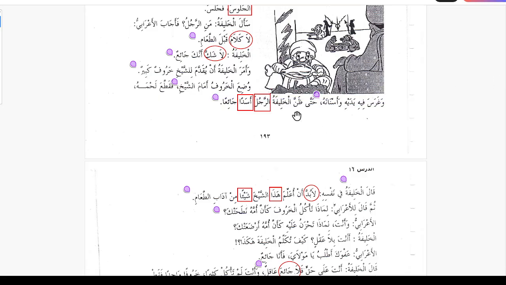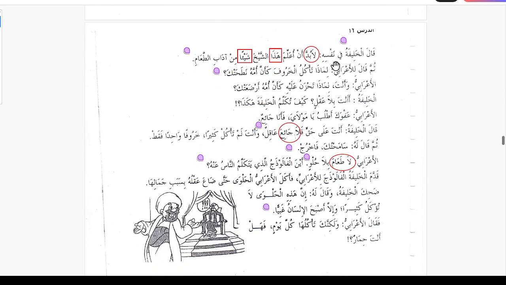And zanna is in the category of verbs where the two maf'ul bihi are originally mubtada and khabar. So if we say ar-rajulu asadun, the man is a lion, this can perfectly fit as mubtada and khabar. So originally, he thought that the man is like a hungry lion.